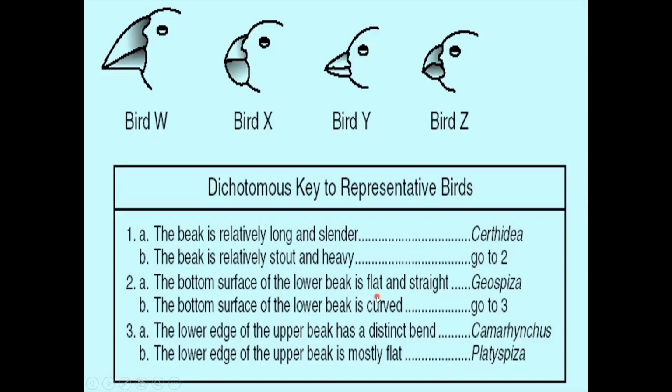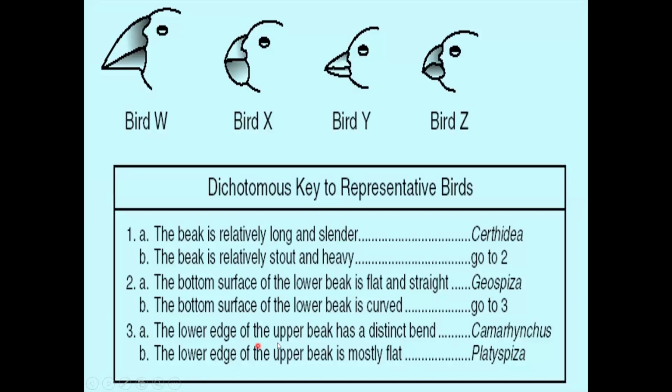अब आपने lower beak देखनी है. इसकी भी flat भी है, straight भी है और comparatively इसकी भी है, but that is in this one. ठीक है. और straight भी है आपके पास. आगे चलें. The bottom surface of lower beak is curved. This one is having curved and this one is having curved. That curve is not much clear.